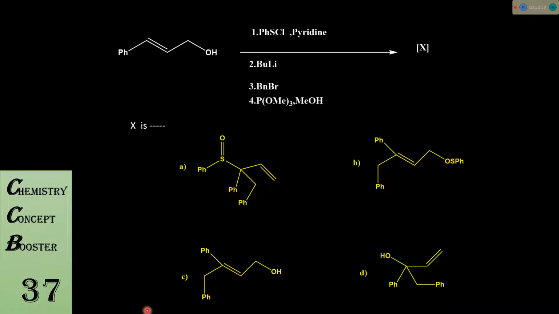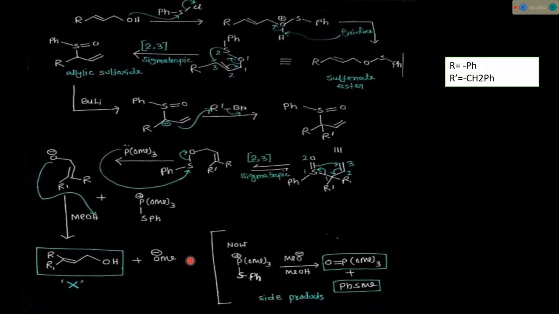So if you see the options, this is not correct, this is also not correct. So at the terminal position the Ph and CH2Ph should be there. Ph means R and CH2Ph means R'. The same allylic alcohol with double substituents at the terminal position, not the middle positions. So this is also not the correct product. So the correct option for this reaction is option C. We are doing all these reactions to bring one extra substituent in that position. See, this is the chemistry.